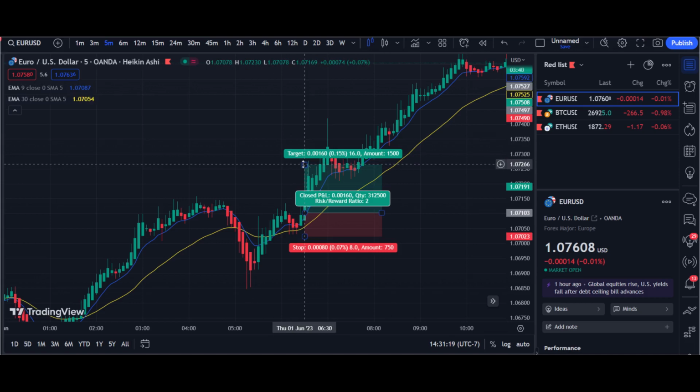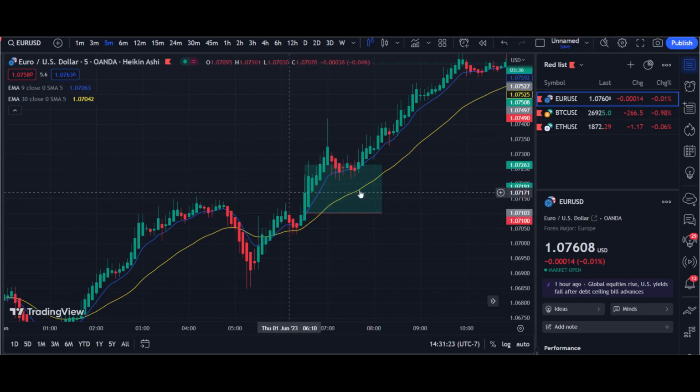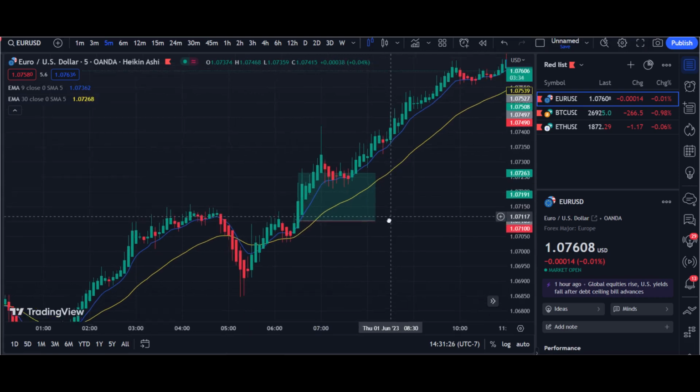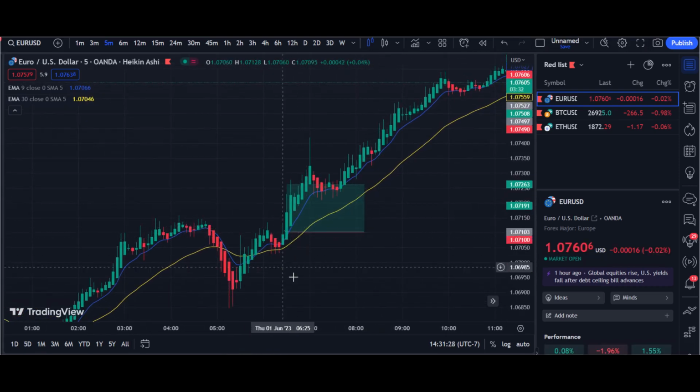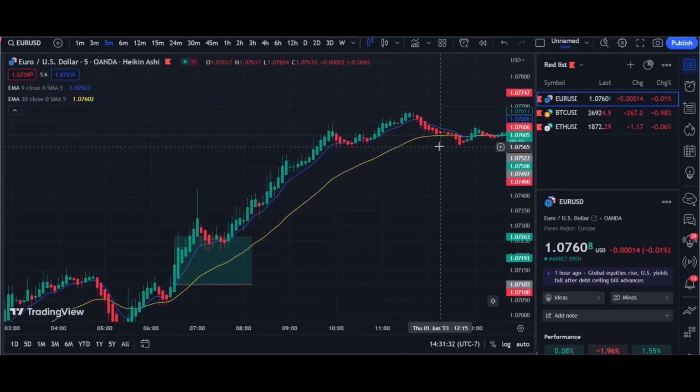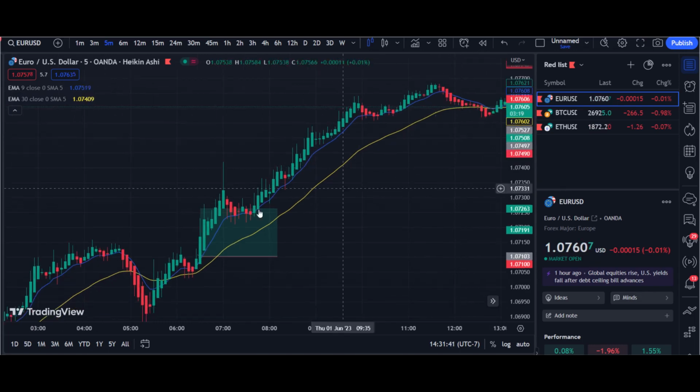So after we take our profit right here, I would at least move the stop loss up to the entry point to prevent you from losing the trade. After that, I would create a trailing stop loss that follows the 30 EMA, and I would just leave the trade open until the trend changes. So after the blue line crosses back over to the 30 EMA.